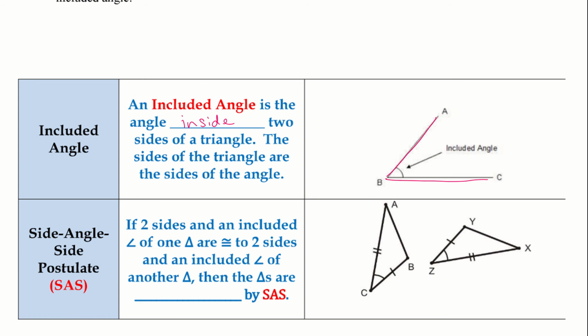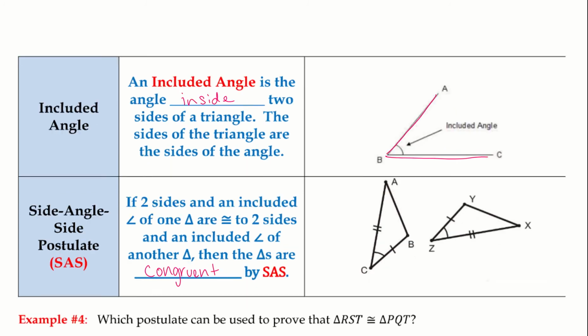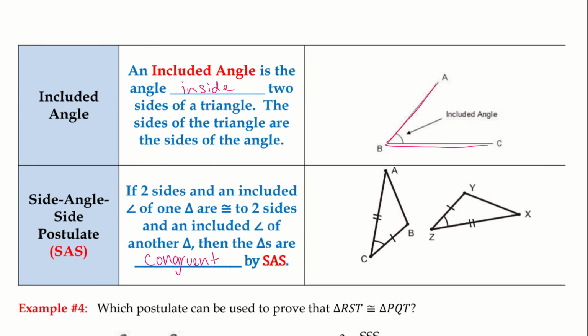All right, side angle side postulate. If two sides and an included angle of one triangle are congruent to two sides and an included angle of another triangle, then the triangles are congruent by side angle side, or SAS. So we're dealing with these two sides here, where we have our 1 line and our 2 line, and then we have angle C. So it has to be that angle. It could not be this angle, and it could not be angle B either, because neither of those are included. So yes, they are on the inside of our triangle, but we need included angles.